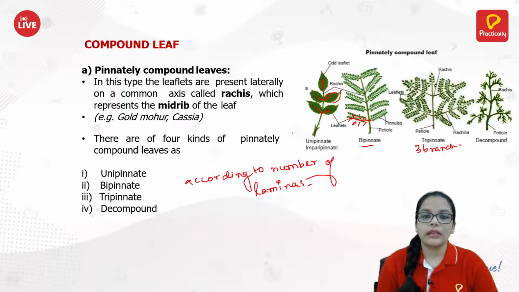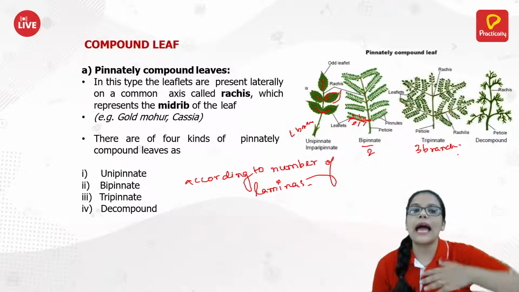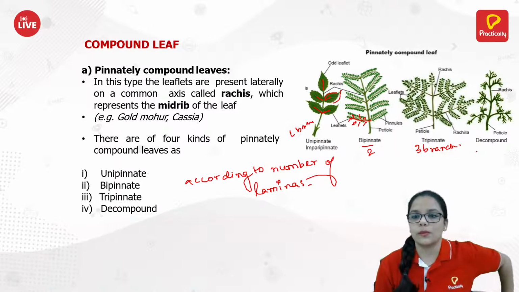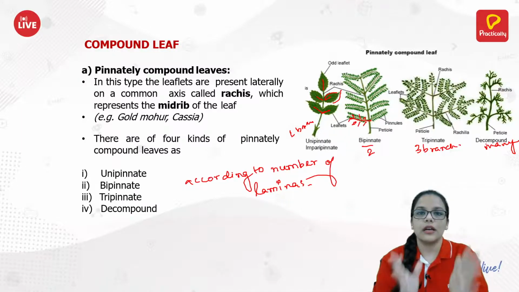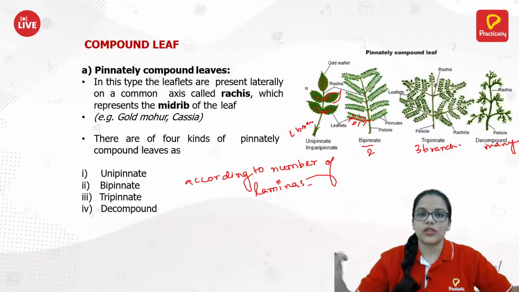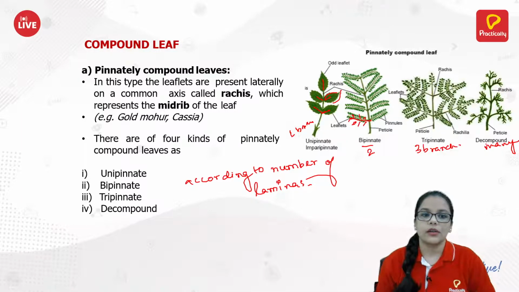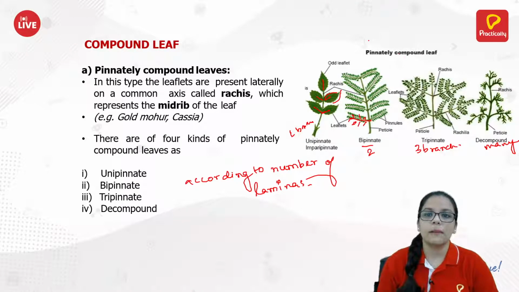Okay, unipinnate is 1 branch, bipinnate is 2, tripinnate is 3, decompound is as many branches as possible. Okay, so this kind of branches where they are segregating in different kinds of leaflets, that is why compound leaves are called unipinnate, bipinnate, tripinnate, and decompound.